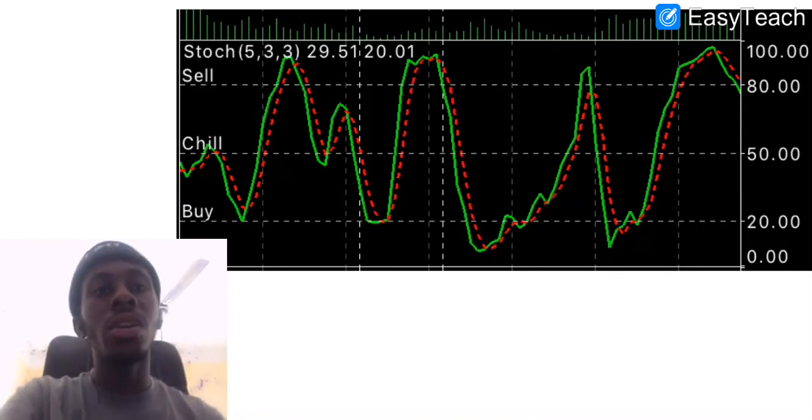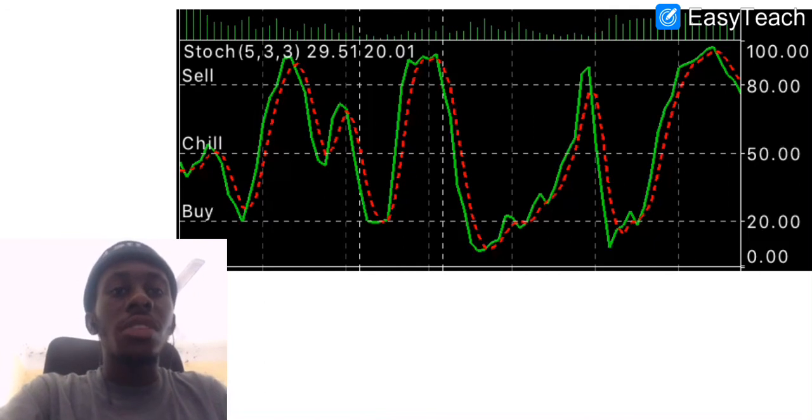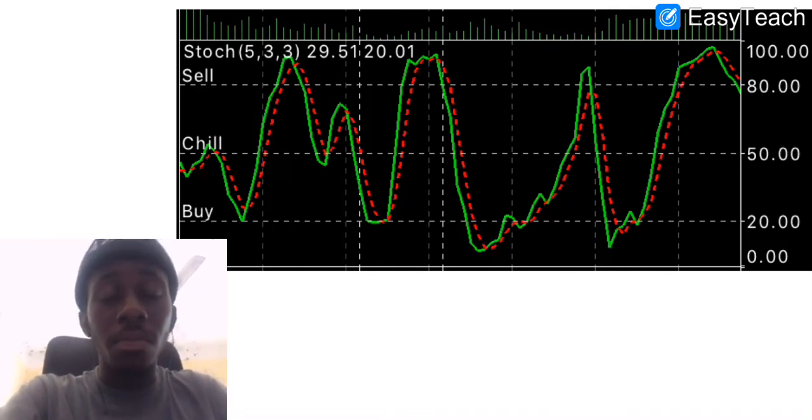So that is the principle involved with forex trading stochastic. If you follow the stochastic very well within the buy, sell, and chill regions, and you continue like that, you are going to earn your money. So just follow the principle.